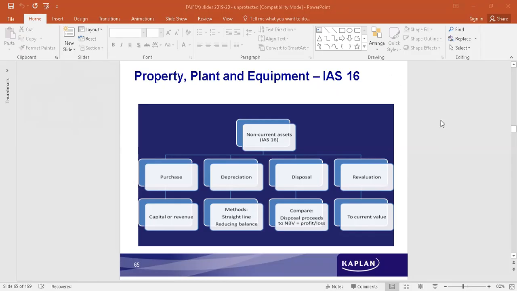Just Riteja is there. The next element is assets, and inventory is also an asset. This time it is fixed assets. Fixed assets are also called PPE, property, plant, and equipment. Property, plant, and equipment are fixed assets or non-current assets according to IAS 16.